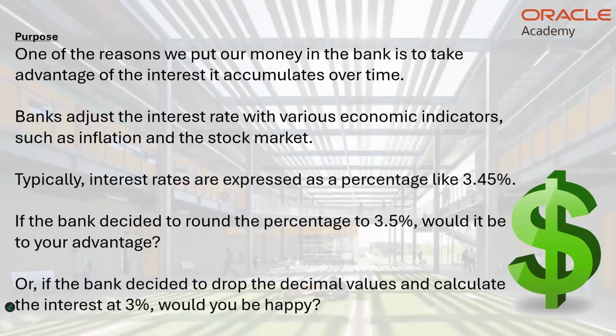Anyway, we're not going to get into that. But if the bank decided to drop the decimal, basically drop the decimal values and calculate the interest at 3%, would you be happy or wouldn't you be happy? Because they're telling you 3.5 and then all of a sudden they're, yeah. Neither of those. You have to be very careful of what's happening to your funds.